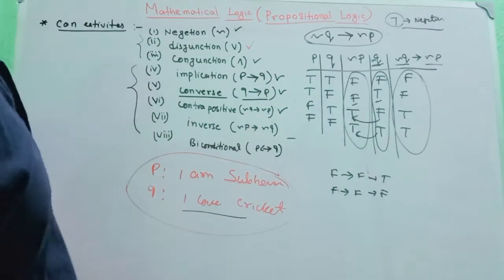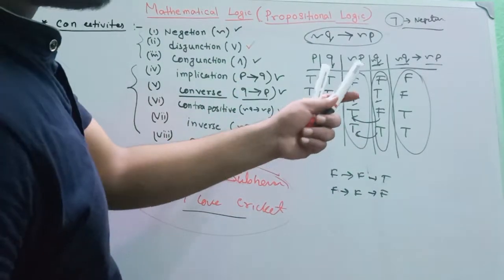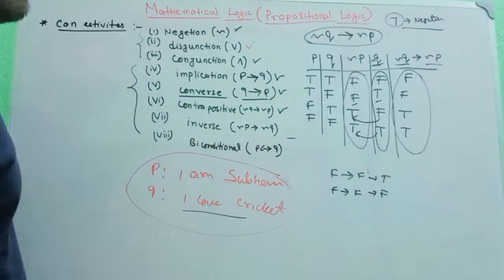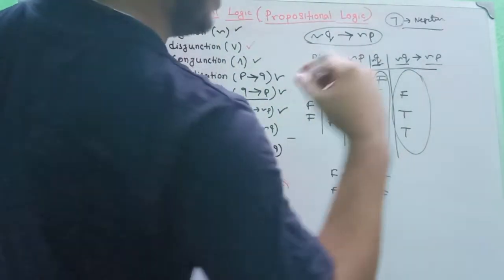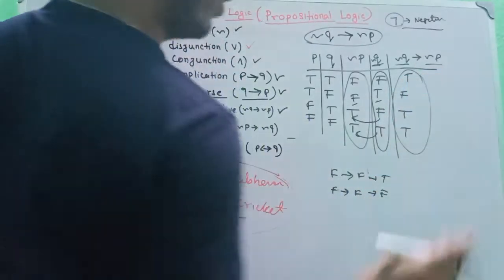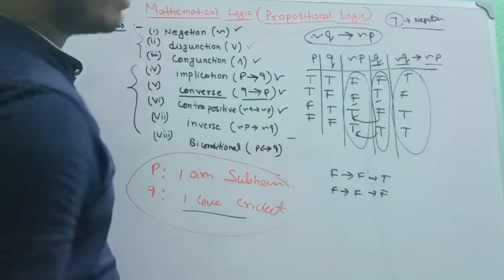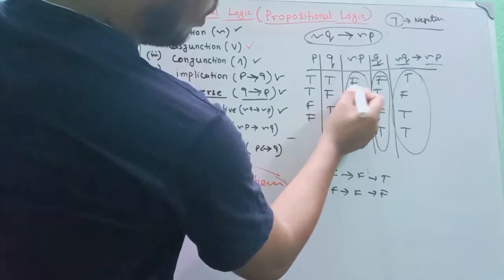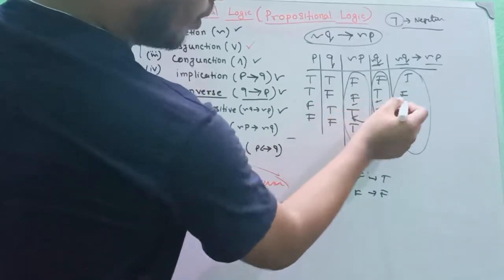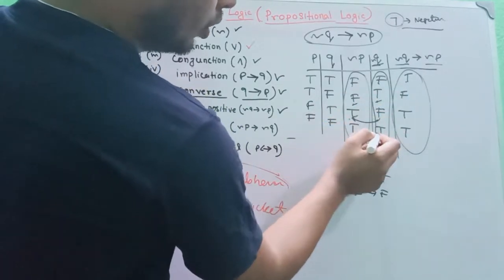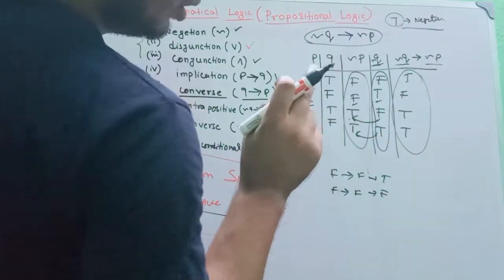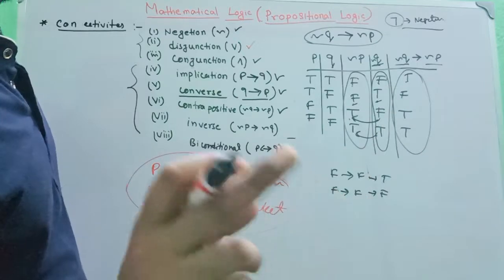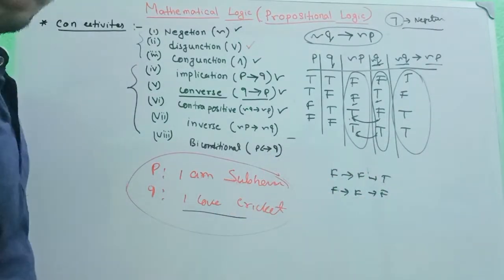You can see, I will tell you later in my next video. Sorry, this is my mistake. False implies false is true. True implies false is false. False implies true is true. True implies true is true. So only when true implies false, that is false. Except that, all are true.